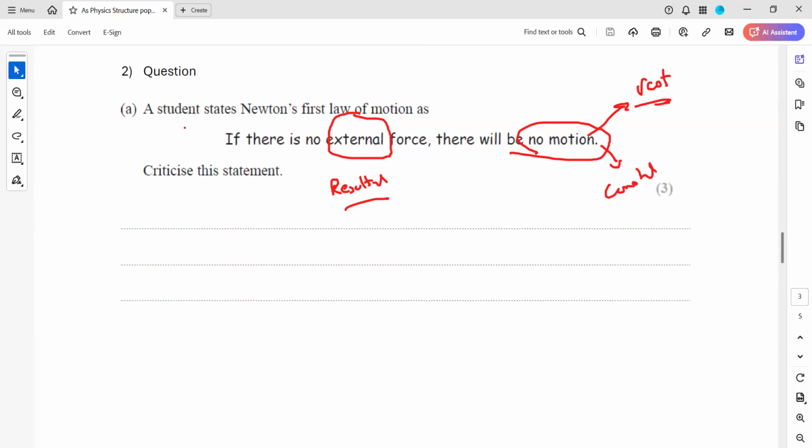So how do we criticize this statement or identify the mistakes? Instead of using external force, we can use the term resultant force. And no motion is not always true, because whenever there is no resultant force, the object might be at rest or might move at a constant speed. Saying no motion means it does not move, but that is not necessarily so if there is no resultant force. A moving object, if there is no resultant force, will continue to move with a constant speed.